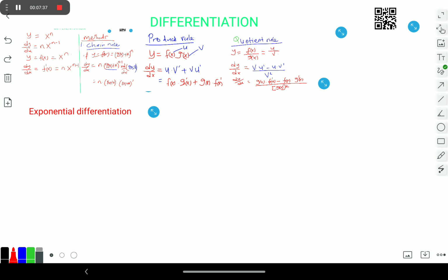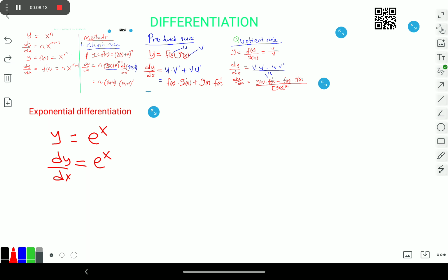The next part is the exponential differentiation. Exponents, I think you know about it. So here we always have that if y is equal to e^x, this is the starting point, the basic. We have that the derivative of y will be equal to e^x. This is the basic for exponential differentiation. Then others will originate from this one of e^x.